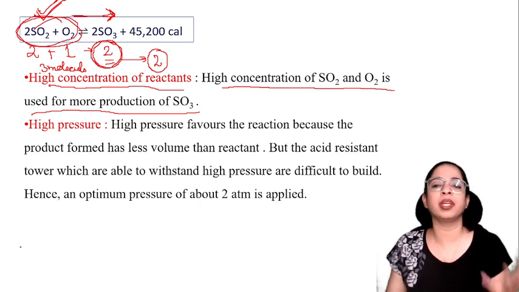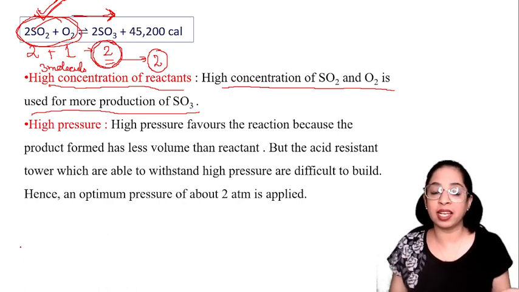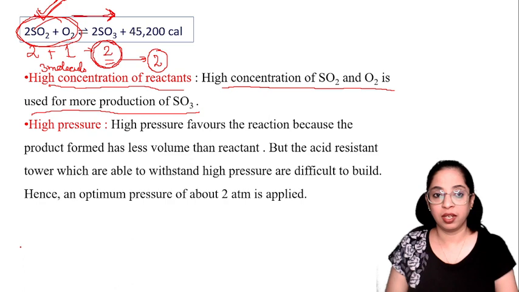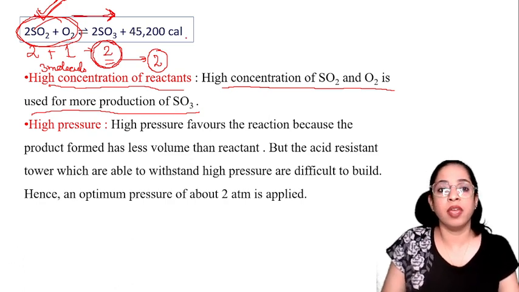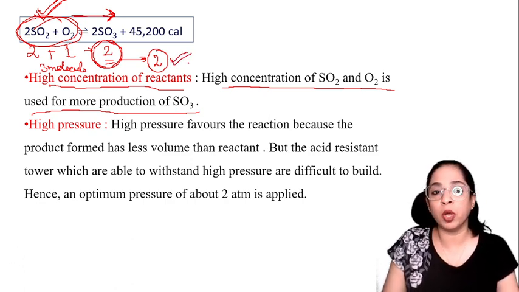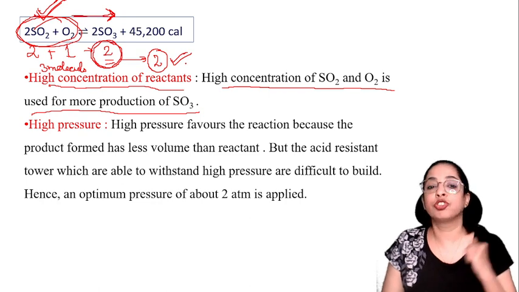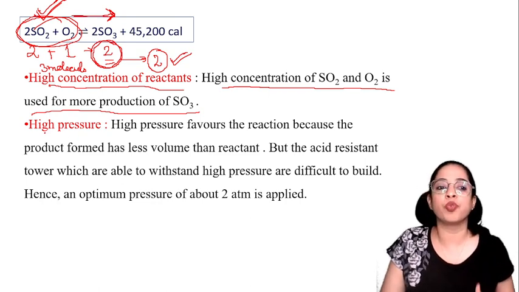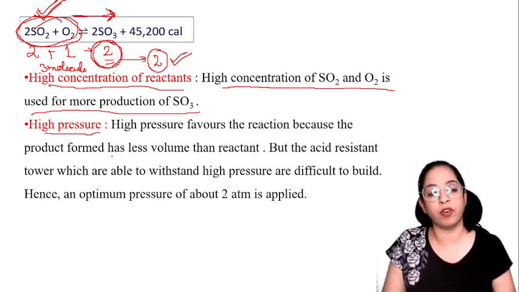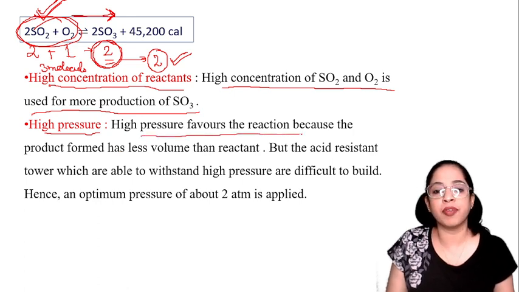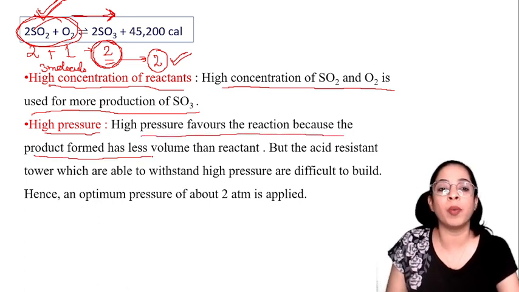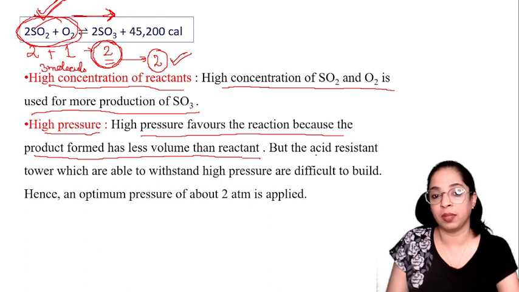ली चैटरली प्रिंसिपल क्या बोलता है कि equilibrium, to maintain the equilibrium, it has to shift to the opposite side. So if in the product there are only 2 molecules, the pressure is less. So in the reactant, the pressure has to be more in order to favor a forward reaction. So high pressure favors the reaction because the product form has less volume than the reactant.